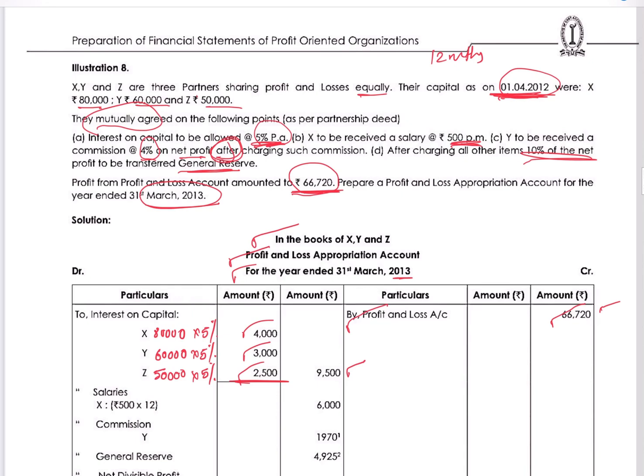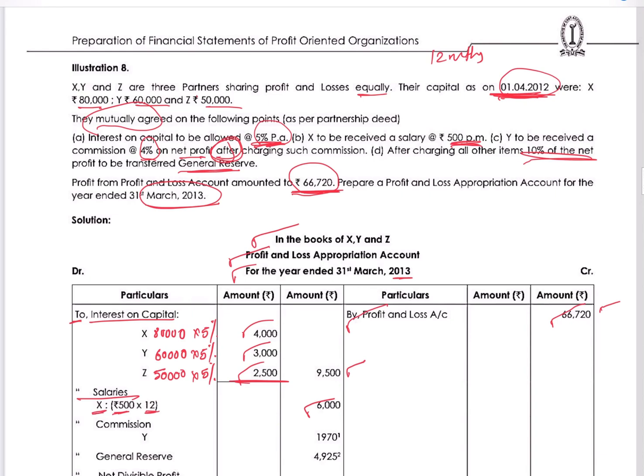Second, X is to receive a salary of 500 per month. So 500 into 12 is 6,000. Now whatever the nature we are giving, that will be the name, like to interest on capital, to salary to X.